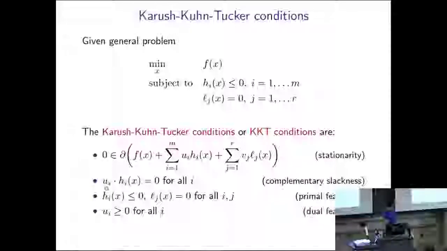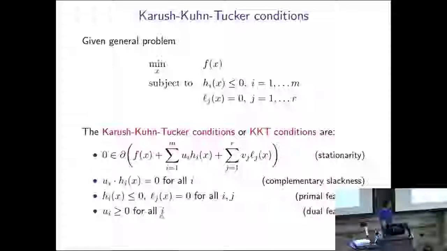The second condition is called complementary slackness. It means if we look at all of our dual variables and all of our inequality constraint functions, then either one or both have to be equal to 0 for all i. So the product of u_i times h_i of x must be equal to 0 for all i. Remember, our dual variables are constrained to be non-negative. These inequality constraint functions are constrained to be non-positive. And this is saying that at least one of u_i or h_i of x has to be equal to 0 for all i.